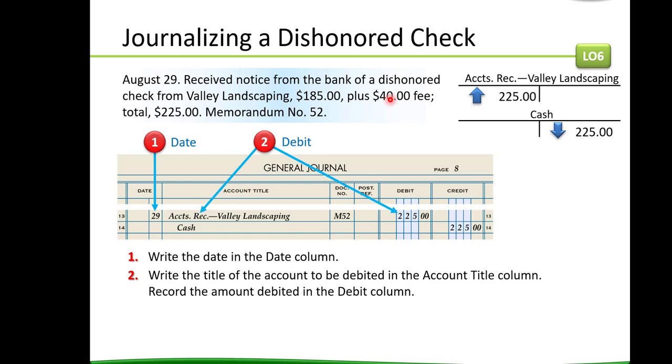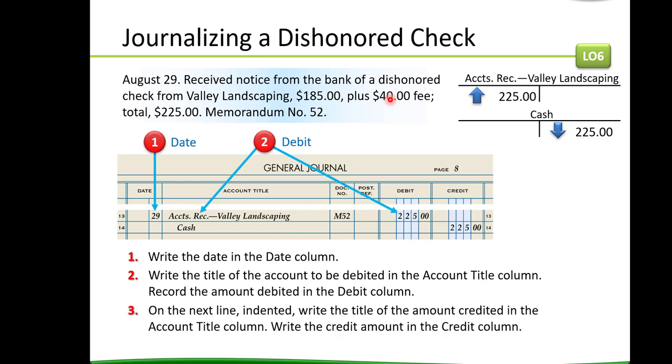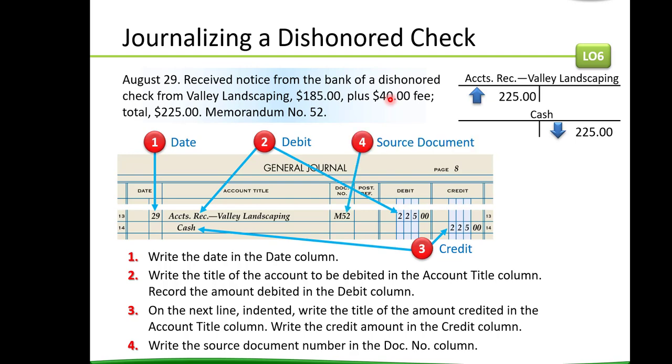So we're going to write the date, write the account title for the debit account, which in this case is accounts receivable Valley Landscaping. And then our cash is going to be our credit, or the source document number.